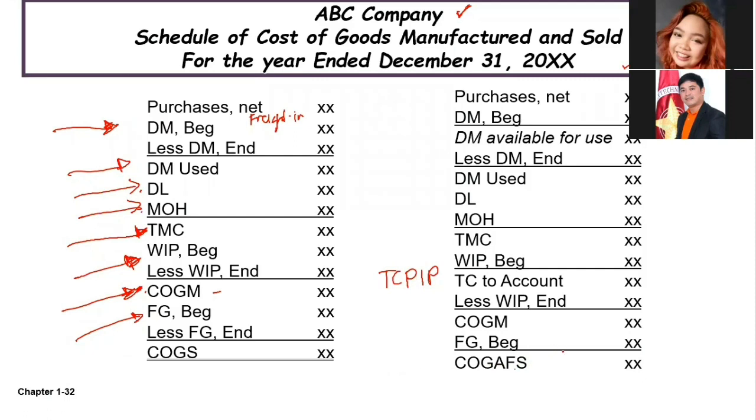I hope you can get along with the story. And then less. Di ba? Available for sale. Ang intention na ibenta. Ang hindi mabenta, i-minus mo. Makukuha mo yung nabenta, which is your cost of goods sold. Okay? So that's the schedule of cost of goods manufactured and sold.